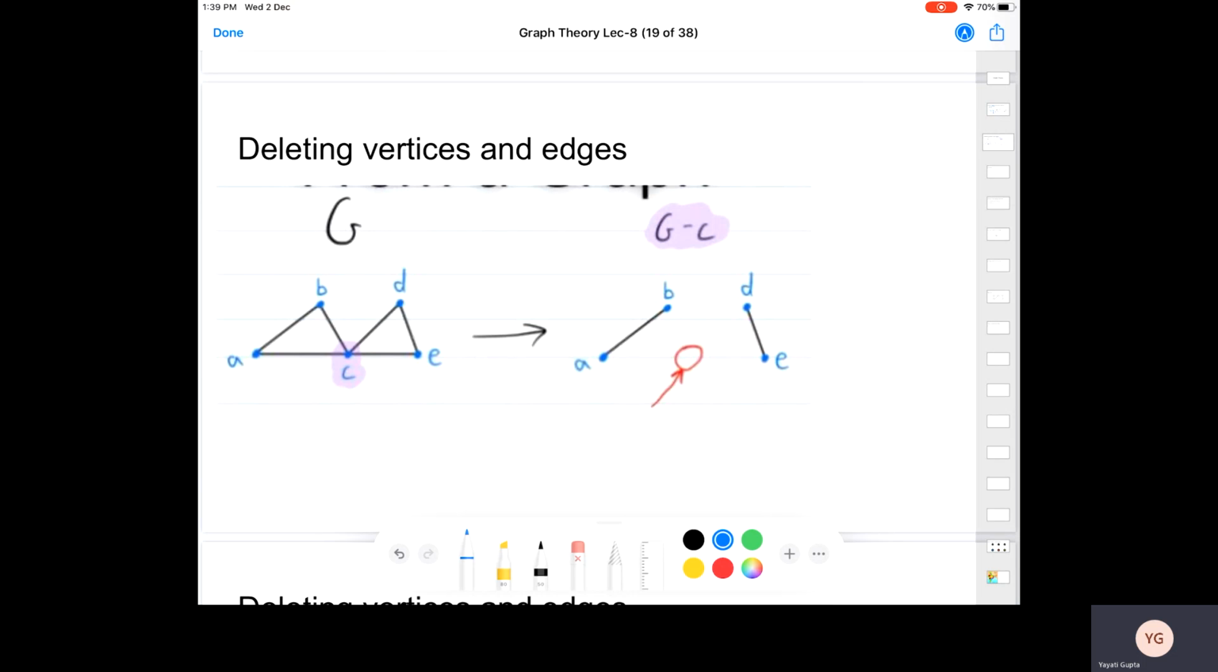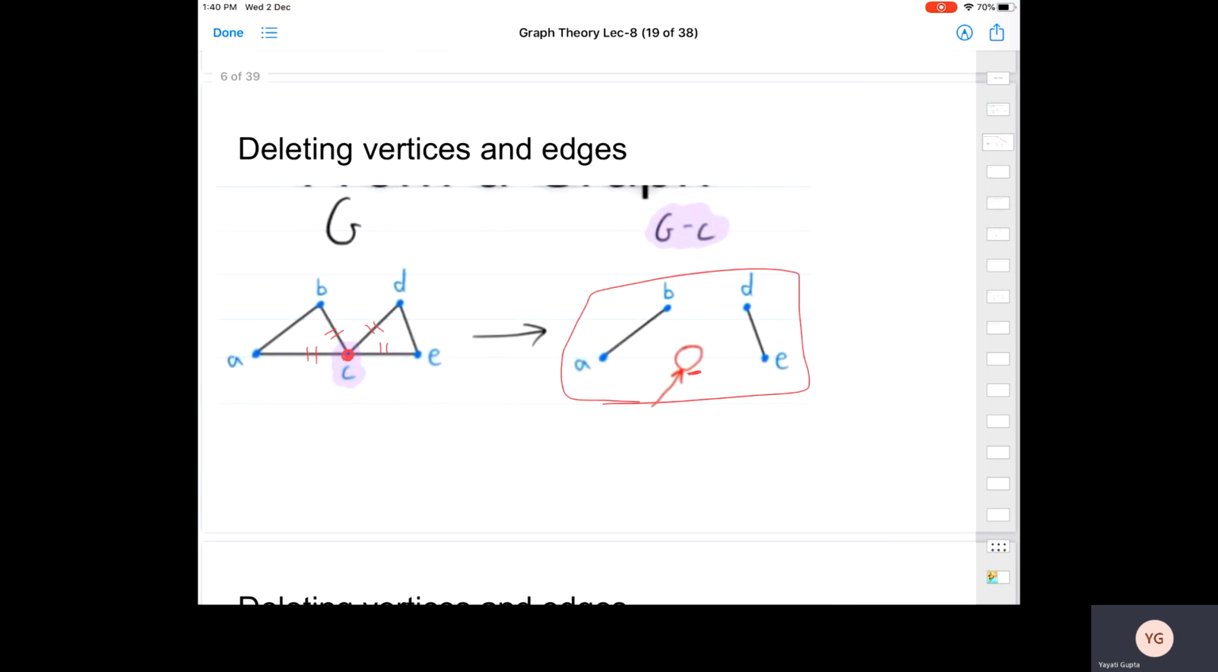On the left hand side, there is this graph shown on 5 vertices, and on the right hand side, what happens when you delete this C from the graph? C is deleted along with all the edges which are incident on C. So CD, CE, CB, CA, all these 4 edges are deleted. C is also deleted from this network, and this is what remains. That is how you delete a vertex from the graph.